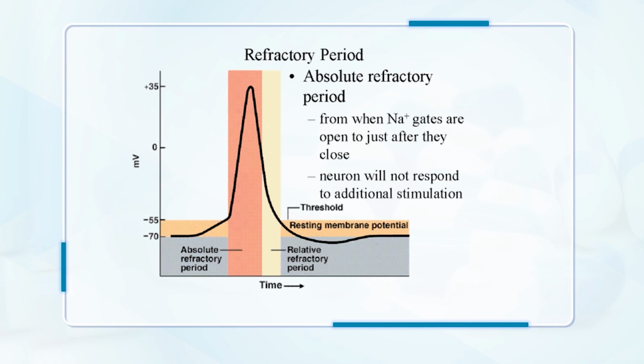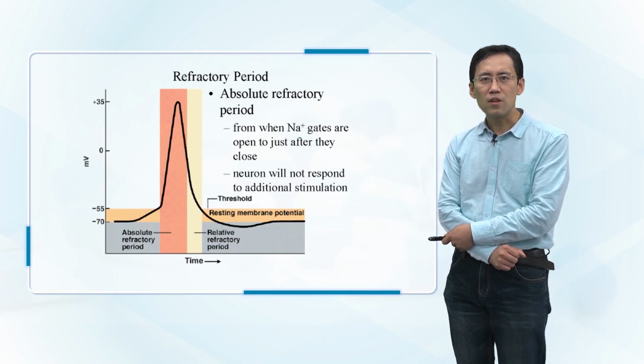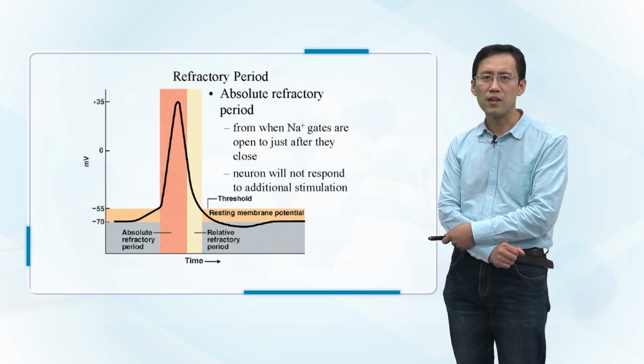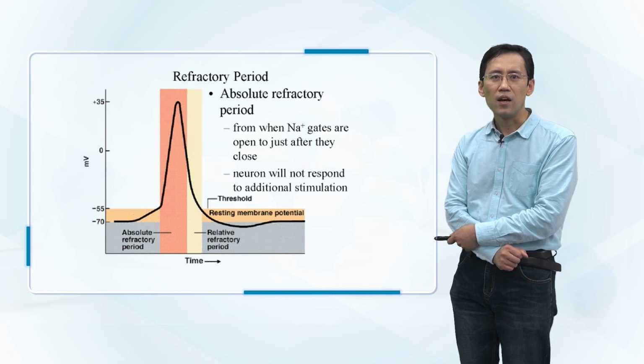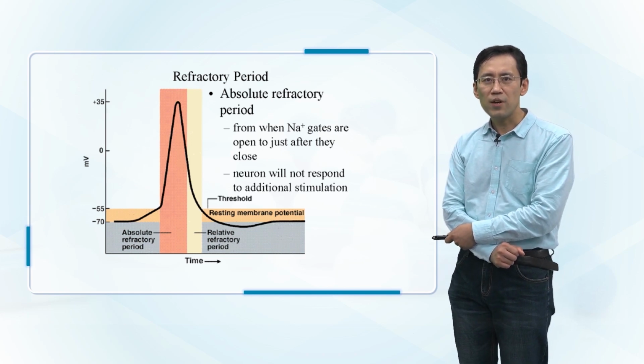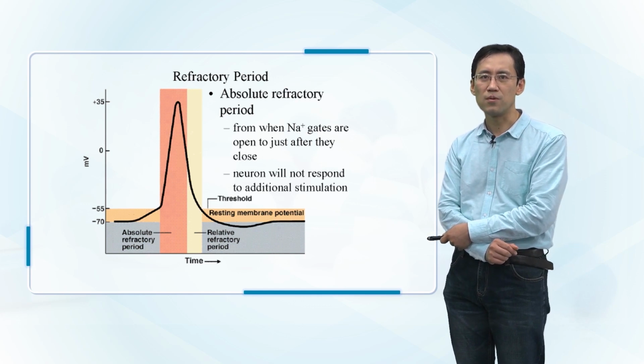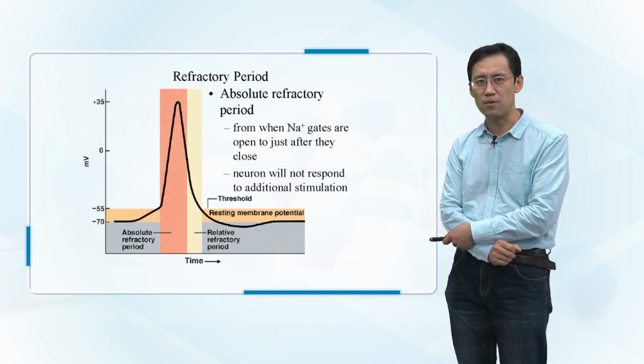This picture we are very familiar with already. We use this kind of picture to show the different stages of the resting potential, the depolarization, and the repolarization. This picture now tells us the refractory period. The absolutely refractory period lasts from when the sodium gates open to just after they close. This very short period of time is called the absolutely refractory period.